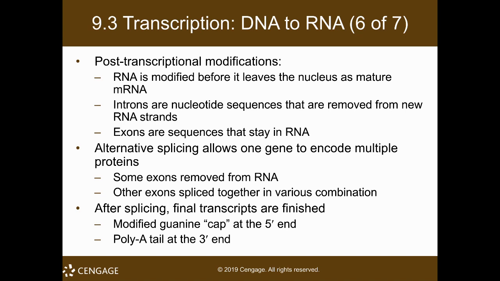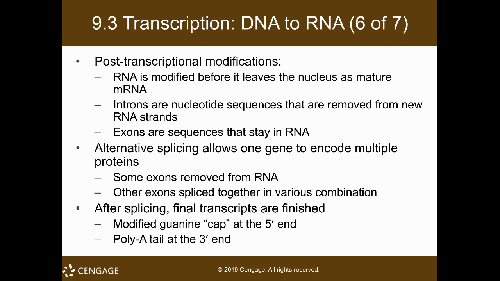So exons are spliced together in various combinations, and that gives various protein products from your gene. So variability. From a single gene, you have various protein products.